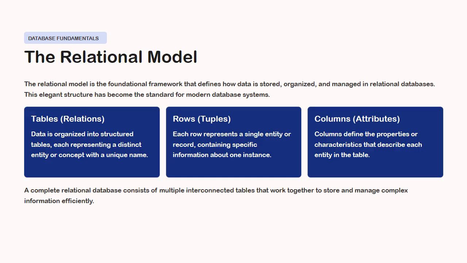Columns, I mean attributes. Columns are called attributes. Attributes describe the properties or characteristics of an entity. Example, roll number identifies the student, name, age. Attributes define what type of information we store about the entity.